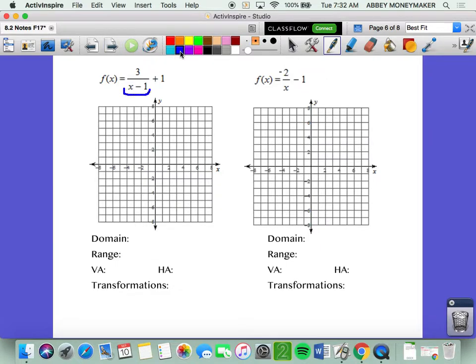So we notice we have an H and we have a K. So for our domain, that's all real numbers except x equals 1. Range would be all real numbers except y equals 1. So that means my vertical asymptote is x equals 1. My horizontal asymptote is y equals 1.